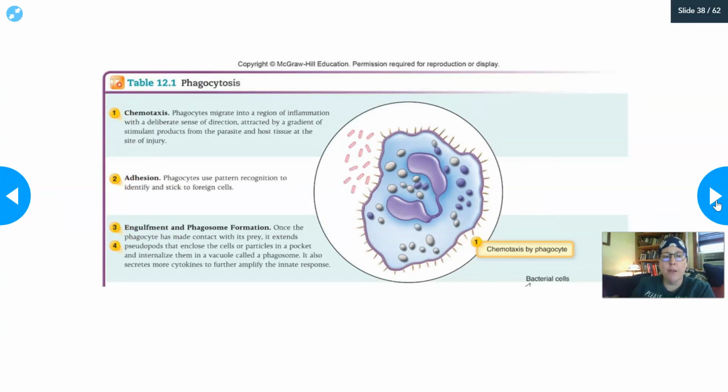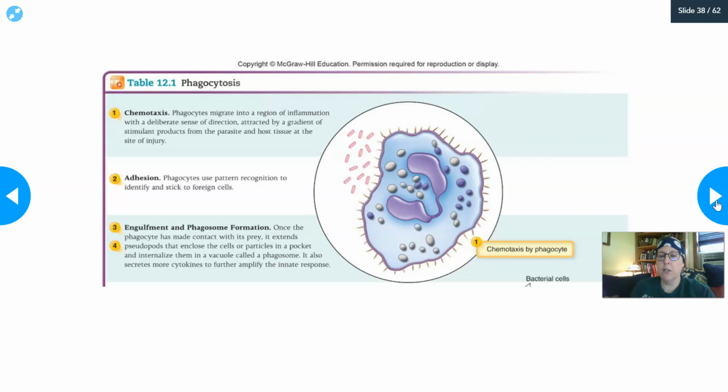So one, you have chemotaxis. Chemotaxis is when chemicals are secreted to attract these macrophages, or these phagocytes, to the area. So again, they are attracted by the chemicals. So here they arrive to the area, and there are bacteria present. Adhesion is the sticking of those receptors to those molecules on the surface of the bacteria.